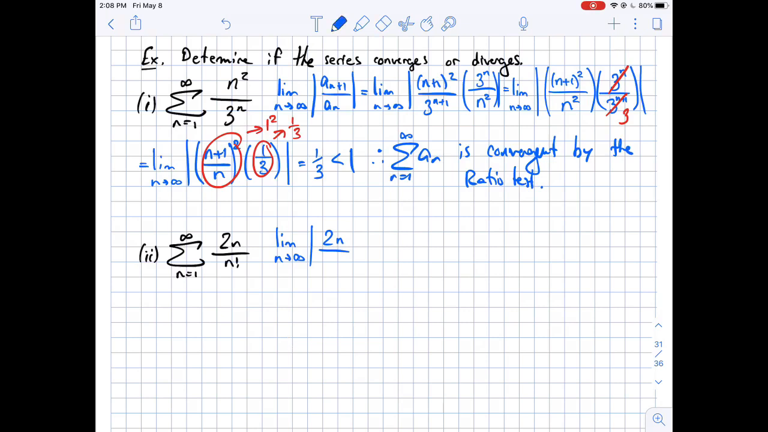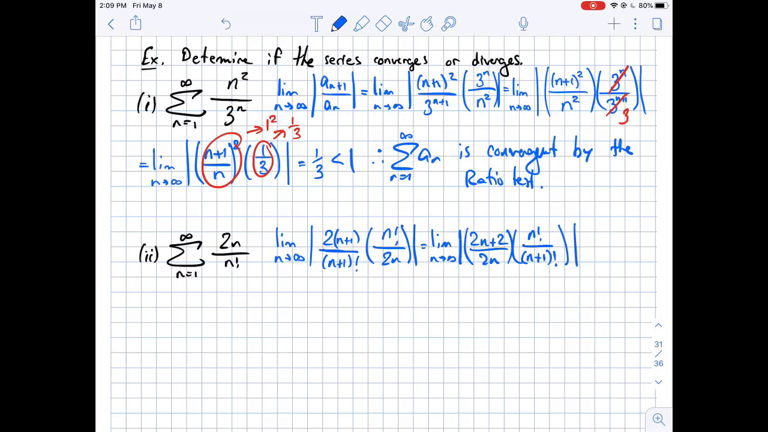We're going to be setting up a_{n+1}, so that's 2 times n plus 1, divided by n plus 1 factorial, multiplied by the reciprocal, which is n factorial over 2n, and that is our limit that we need to do. Again, it looks like a complete mess, but we start by rewriting everything. We put the similar terms together, so that means we have 2n plus 2 divided by 2n, and we have n factorial divided by n plus 1 factorial.